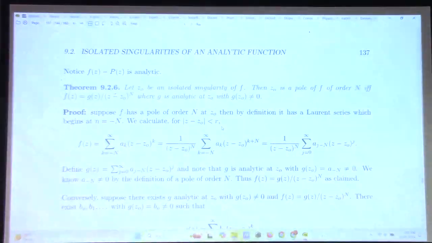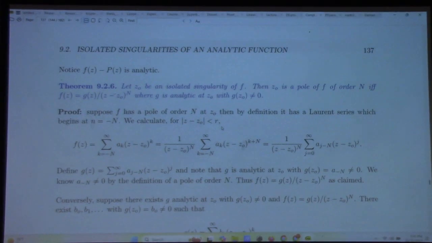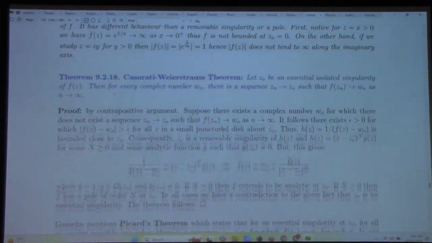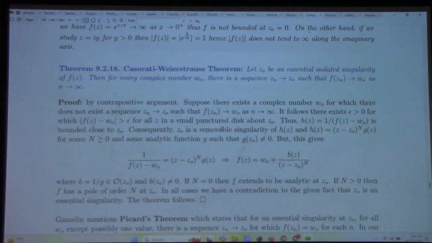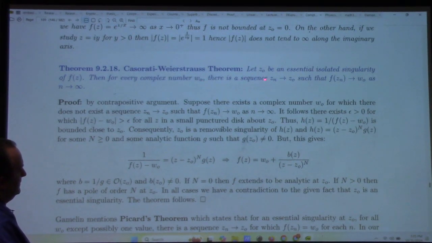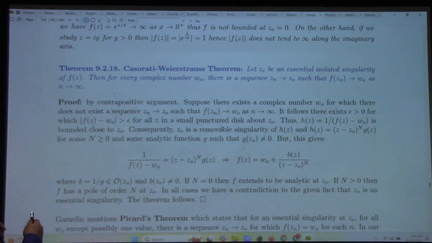All right. So this is where we started today. This was the Casorati-Weierstrass theorem. If z naught is an essential isolated singularity, then for every complex number w naught, there exists a sequence z_n such that f of z_n, the limit is w naught as n goes to infinity. Okay, I think that's what I said. That's actually true. But Picard's theorem says something even a little bit more weird.